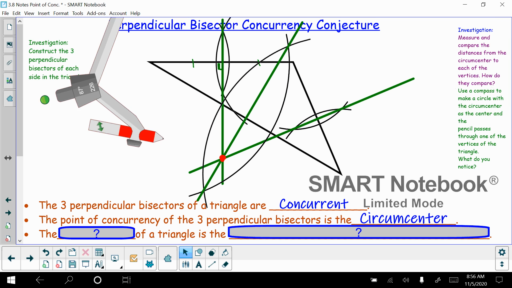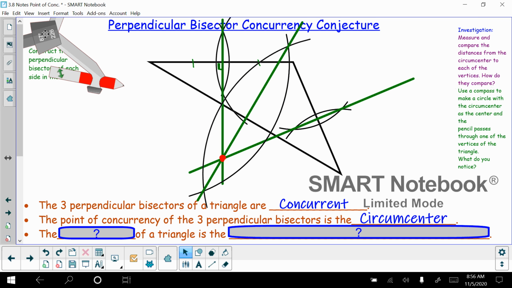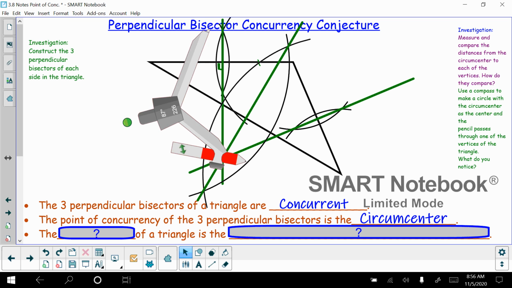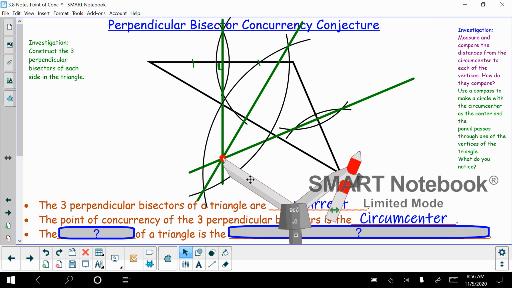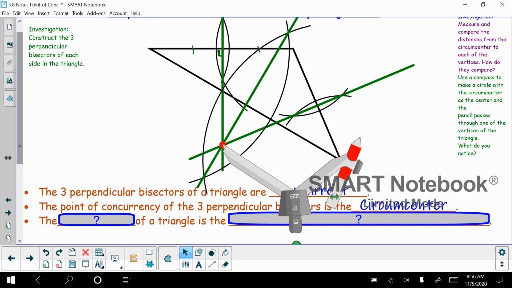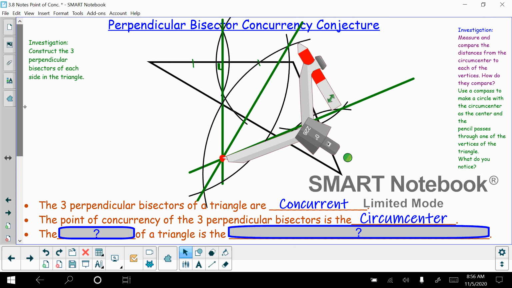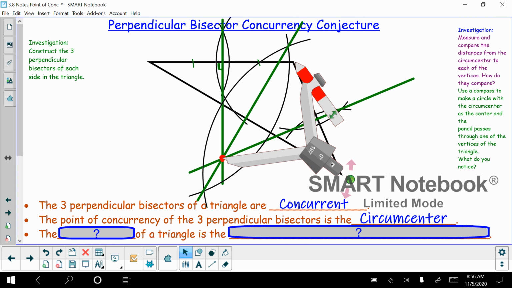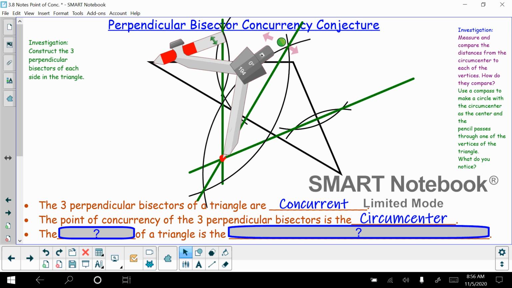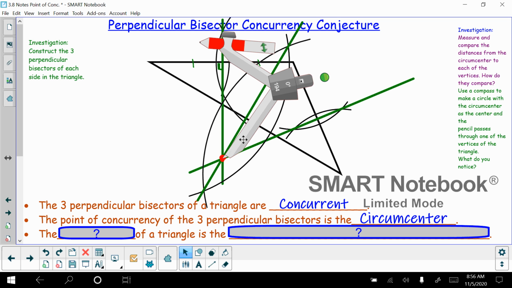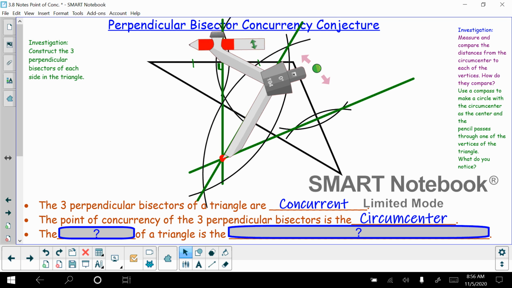Now it says one more investigation over here off to the right. It says measure and compare the distance from the circumcenter to each of the vertices. So I want to place my compass here, and I want to place the pencil on one of the vertices. See, it's about that far. Now I'm going to come over here and check this one. Oh, it's the same. And this one too. This one came out pretty good compared to my first investigation.